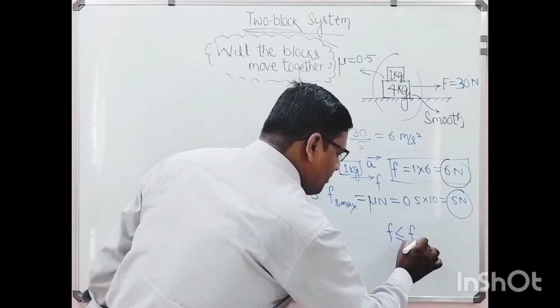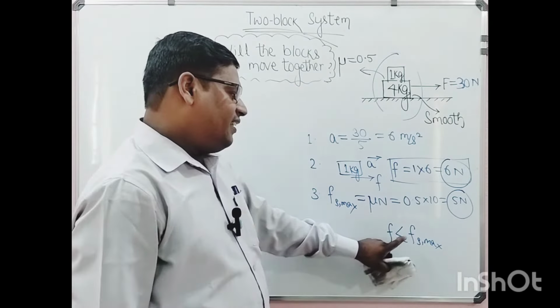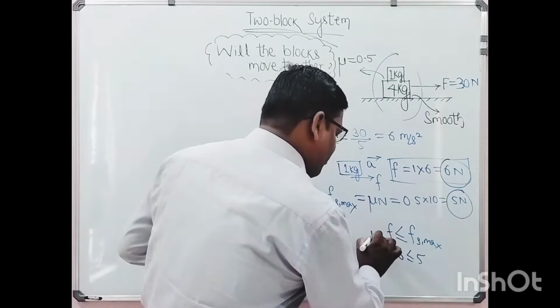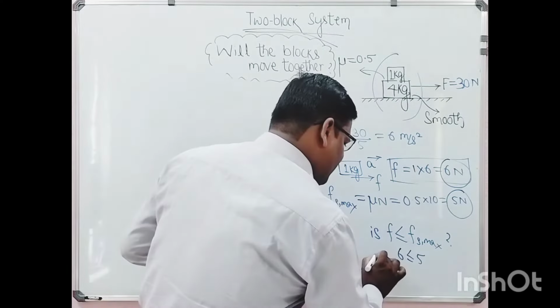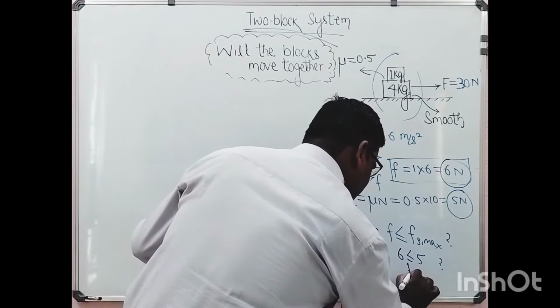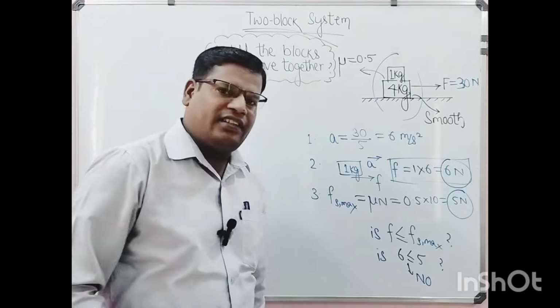What do you find? F less than equal to Fs max. Have you found that here? You see, this you have got as 6, this you have got as 5. So perform the check. Is 6 less than equal to 5? The answer is no. That means they are not moving together.